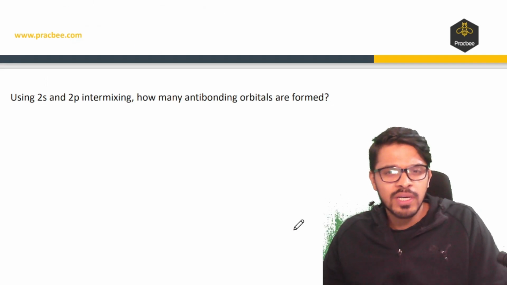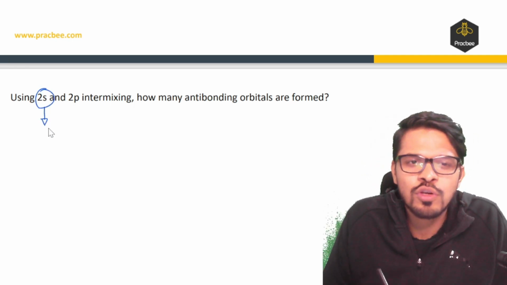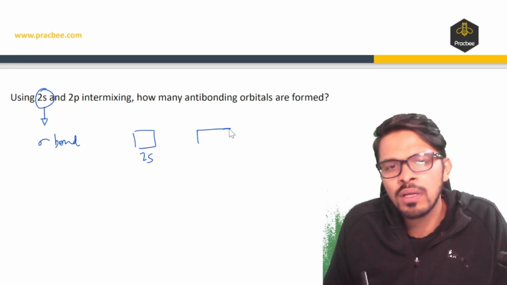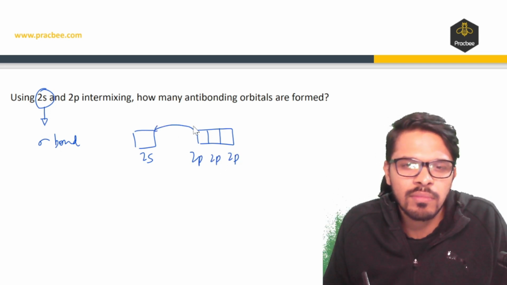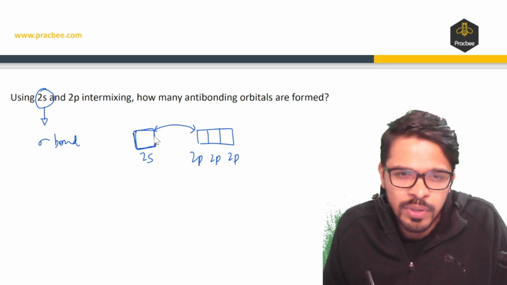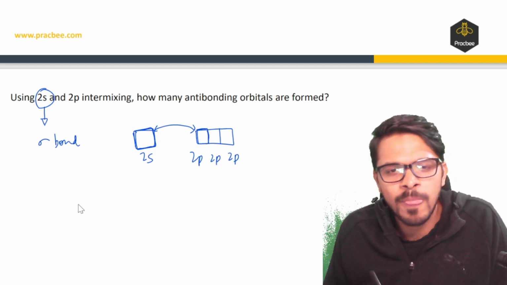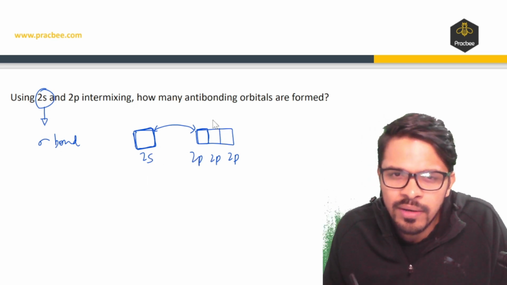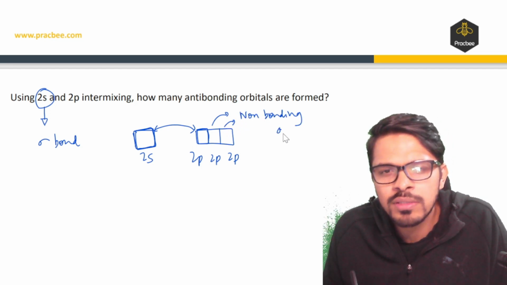Using 2s 2p intermixing, how many anti-bonding orbitals are formed? So if we talk about 2s orbital, it can only form a sigma bond. We have a 2s orbital and 3 2p orbitals, but we know that the 2s orbital will interact with one of the 2p orbitals only, because it is going to form a sigma bond, right? So 2s and 2p, only one orbital can interact. These other orbitals would be non-bonding orbitals.